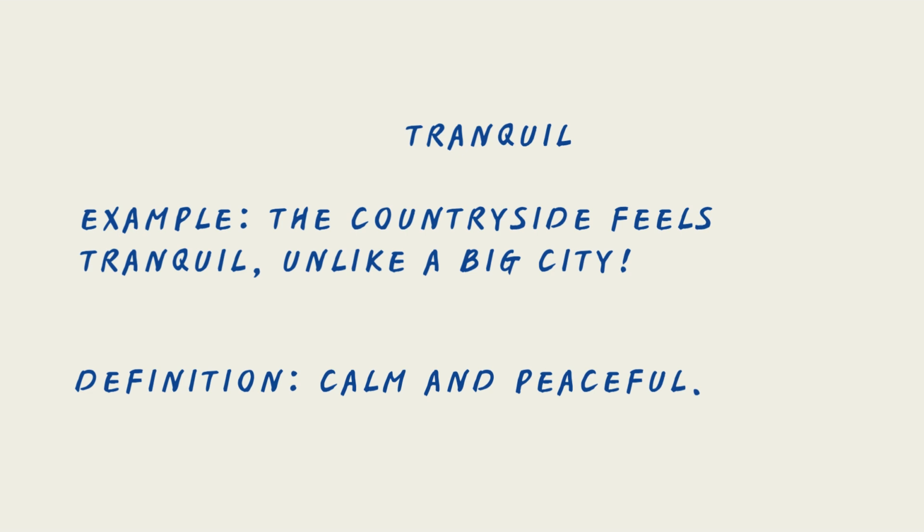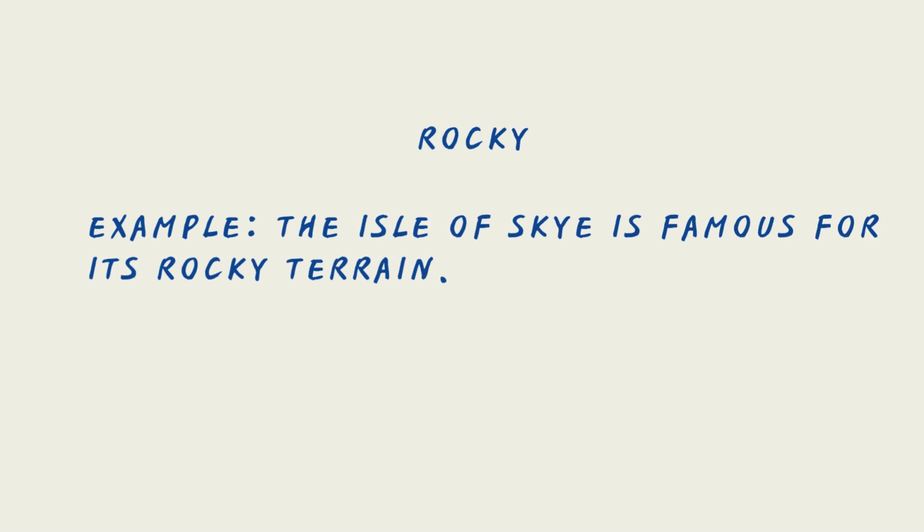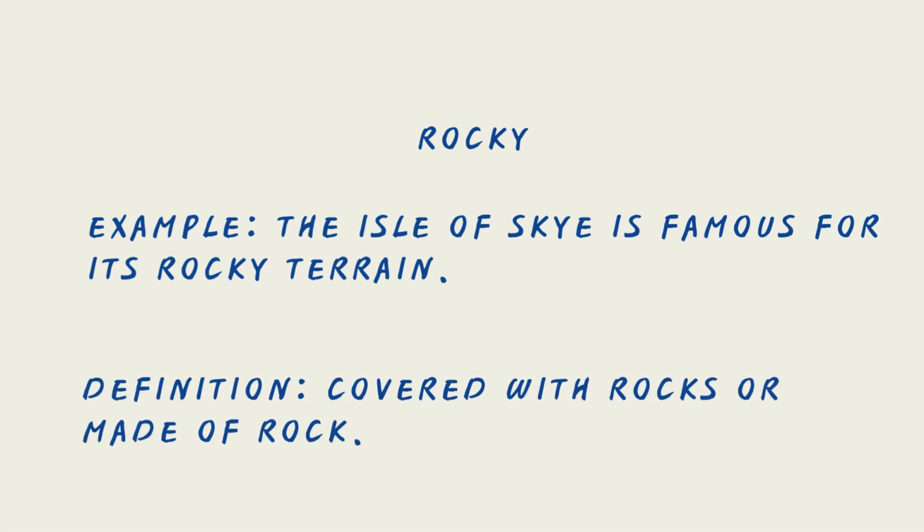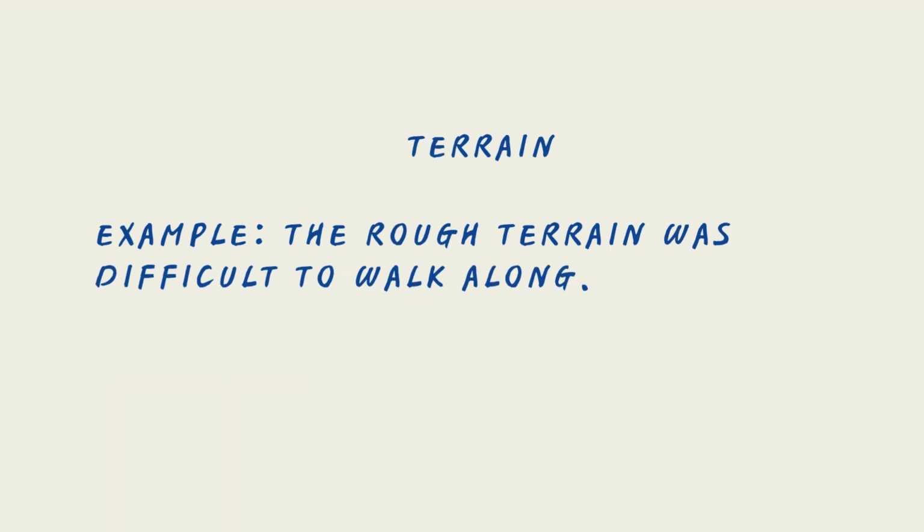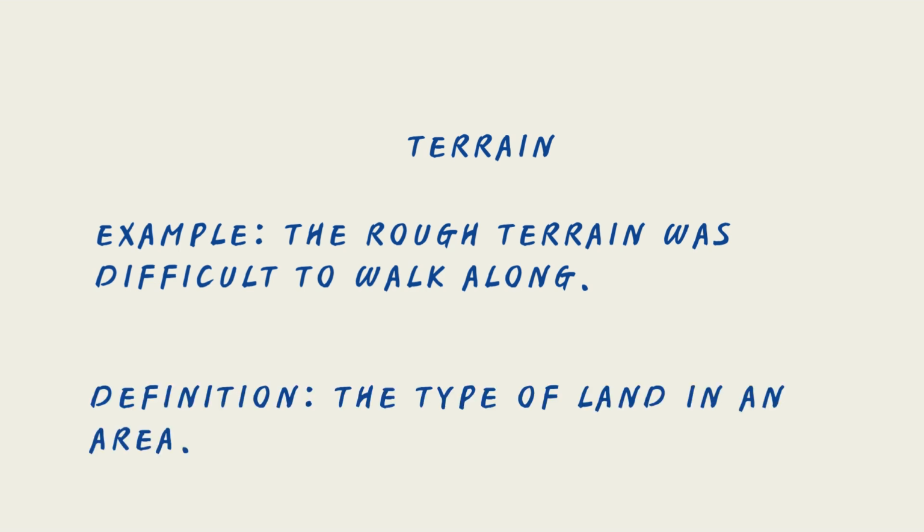Definition: calm and peaceful. Rocky. Example: the Isle of Skye is famous for its rocky terrain. Definition: covered with rocks or made of rock. Terrain. Example: the rough terrain was difficult to walk along. Definition: the type of land in an area.